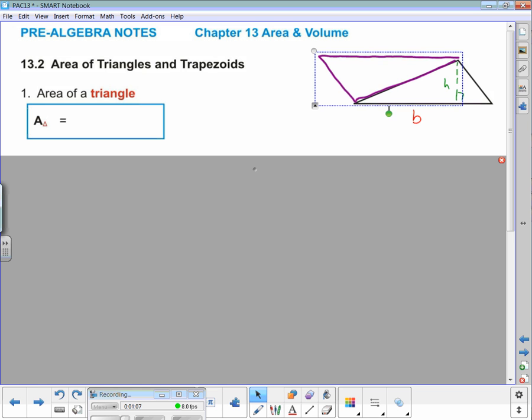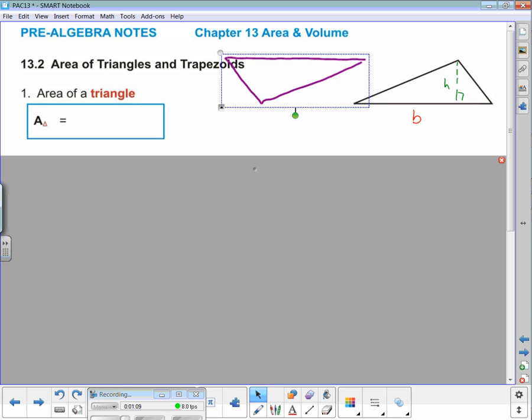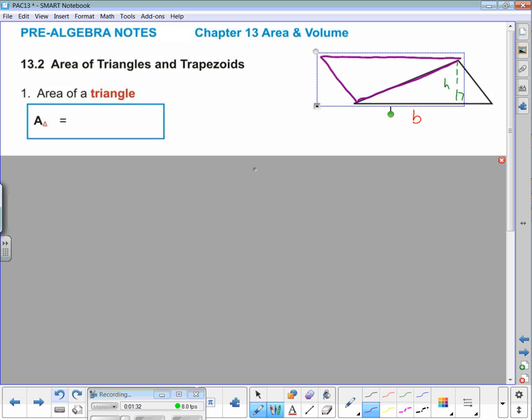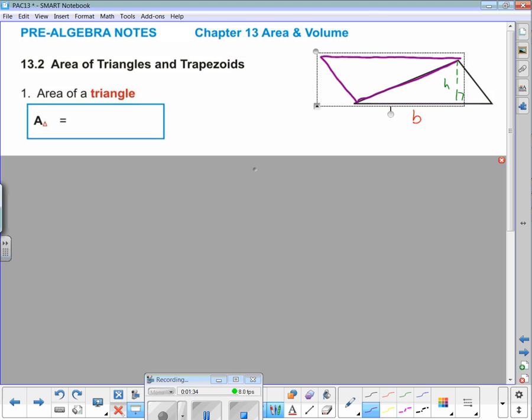But in reality, we don't have this other triangle to flip, do we? But notice we still have a base. We still have a height. We don't have that area. We've got this area. So what's the formula for area of a triangle?